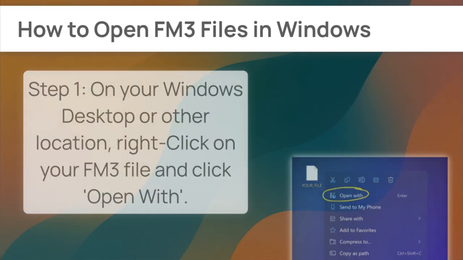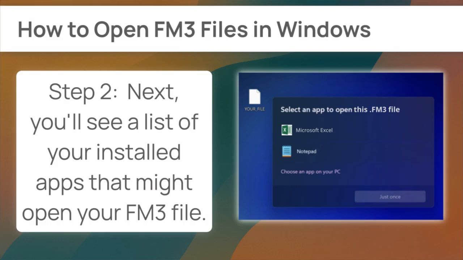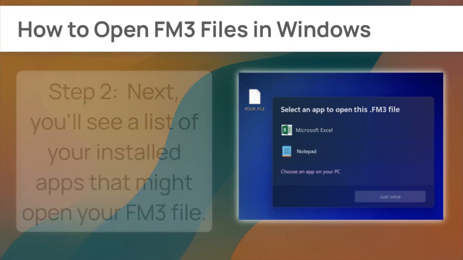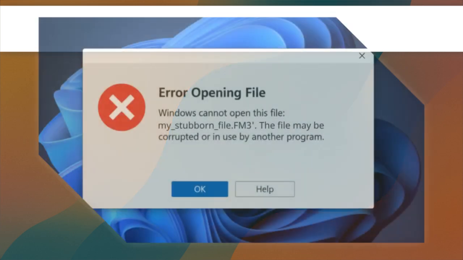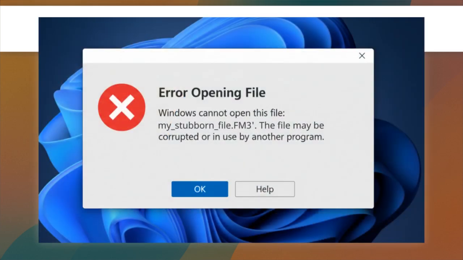Right-click your FM3 file and click Open With. If Microsoft Excel is an option, try it. If it fails, select another program. You need to test widely. If your FM3 file will not open, do not worry. The primary software didn't cooperate.